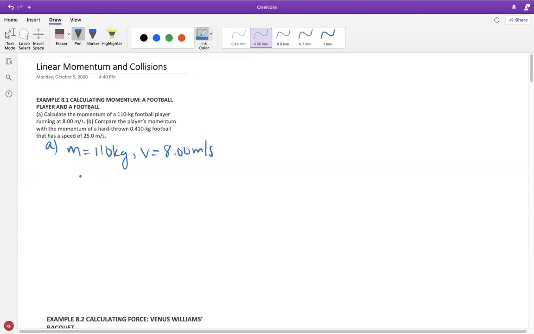Okay, so we want to calculate the momentum. Remember that momentum is mass times velocity. So this would be 110 kilograms times 8 meters per second. Okay, so we can plug that into our calculator and we should get 880 kilograms meters per second. Okay, so that is the momentum of that football player.